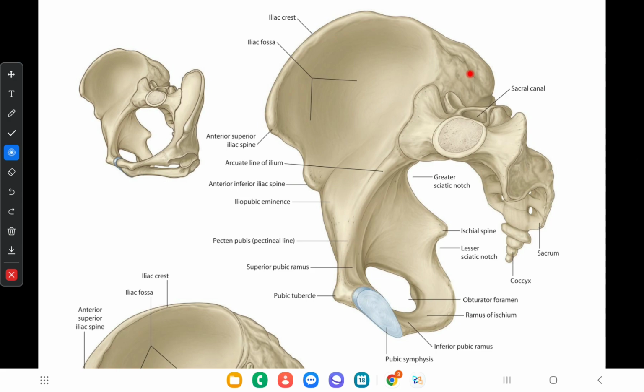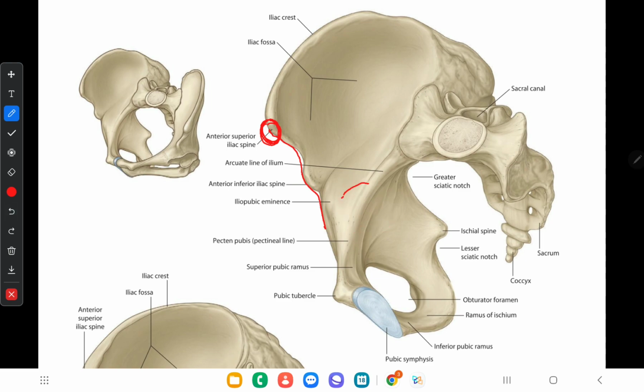I'll show you the gluteal surface in another picture. When we talk about the borders of the ilium, this is the anterior border. It starts from a projection called the anterior superior iliac spine and extends up to the acetabulum. You cannot see the acetabulum in this picture; it is about posteriorly in this area.